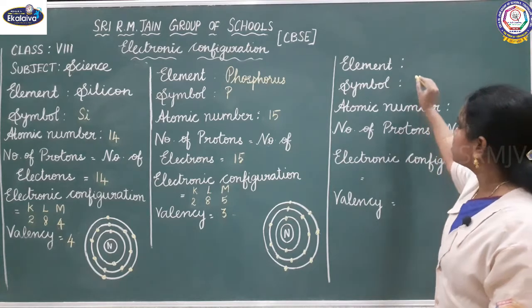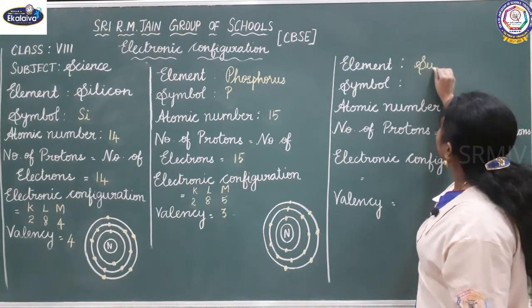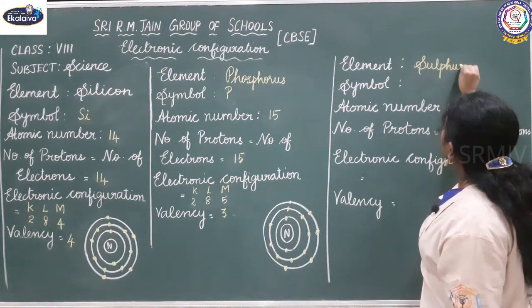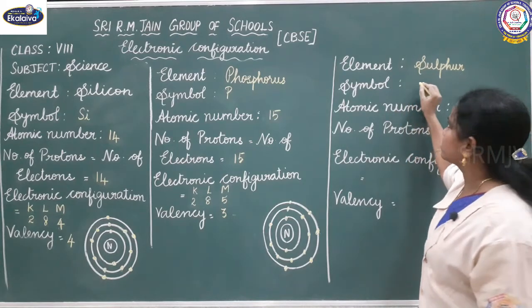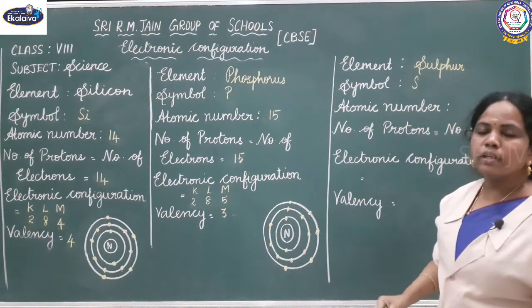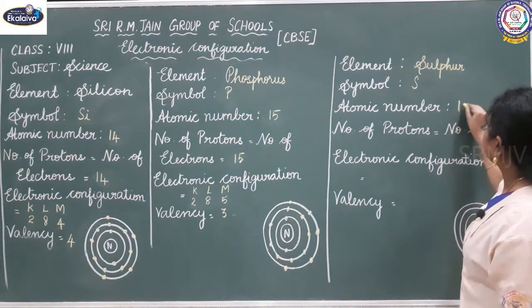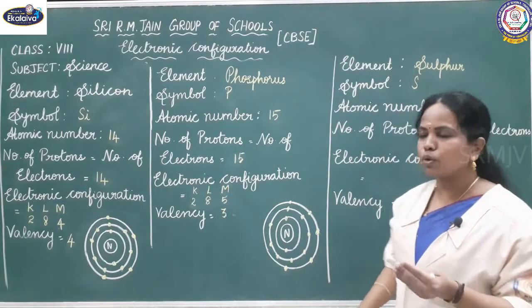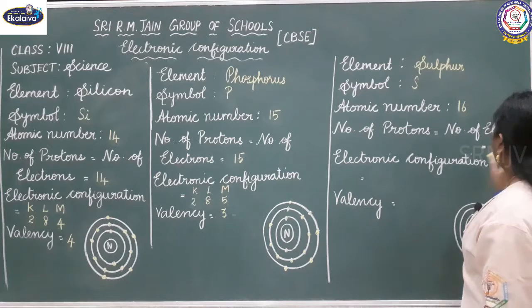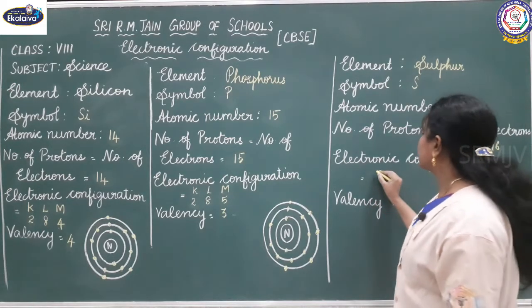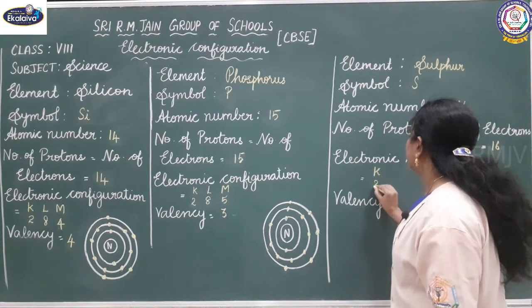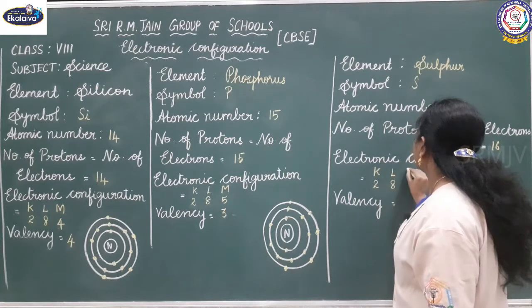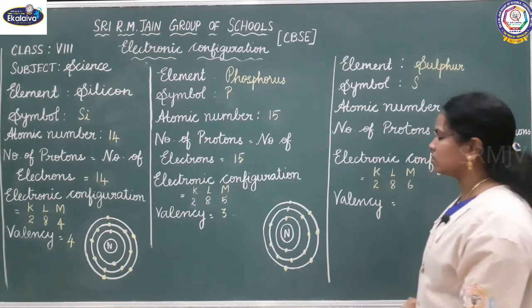Next element is sulphur. Symbol is S. Atomic number is 16. Number of protons, which is equal to number of electrons, that is also 16. And electronic configuration is K shell 2, L 8, M 6.